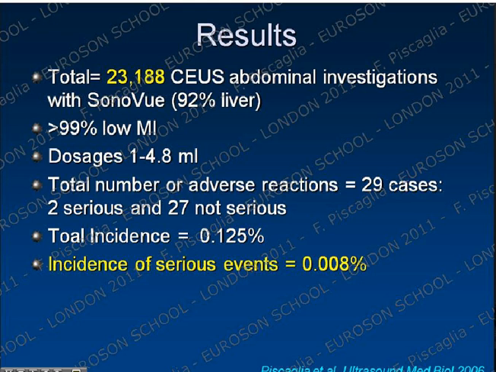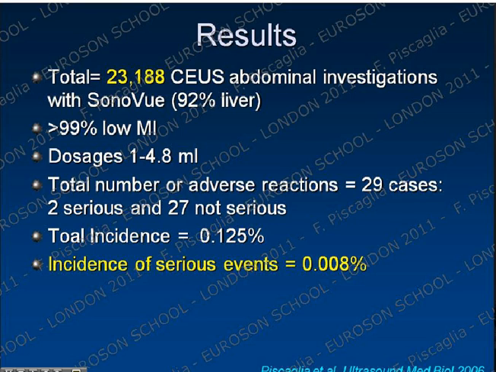Out of these more than 23,000 abdominal investigations with Sonoview, 92% of which were dedicated to the liver, and the near totality with low mechanical index ultrasound scanning, there was an incidence of total serious events of 0.008%, with a total incidence of events of 0.125%. So there were 29 cases of adverse events, 2 of which were considered serious, and 27 not serious.